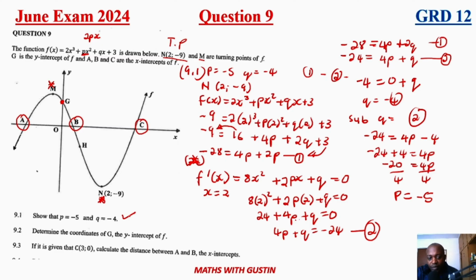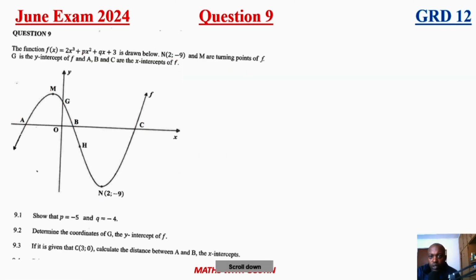9.2 said determine the coordinates of g. All right, coordinates of g. What is g here? They did tell us g is the y-intercept. So 9.2, or maybe let me just move to another page and then let's do this one on the next page, guys. Here we go.